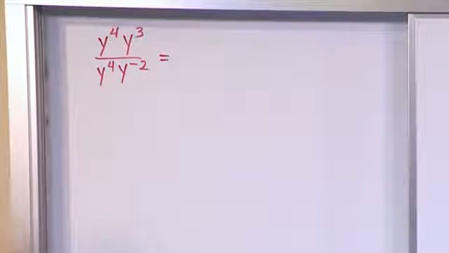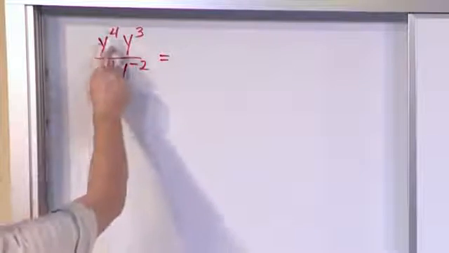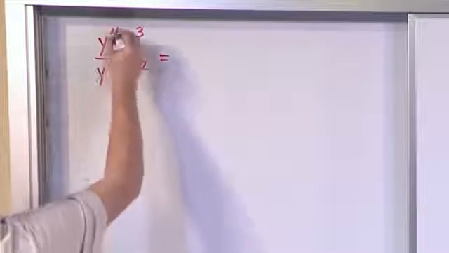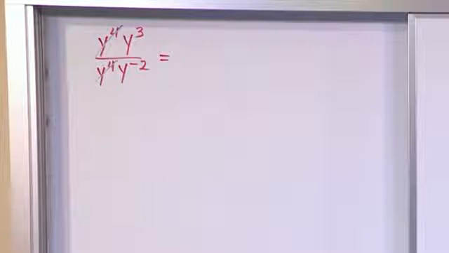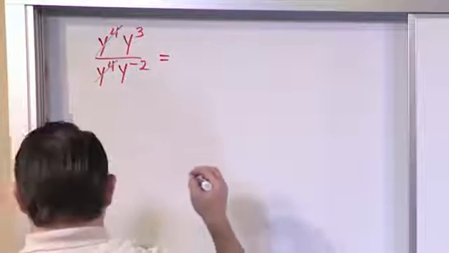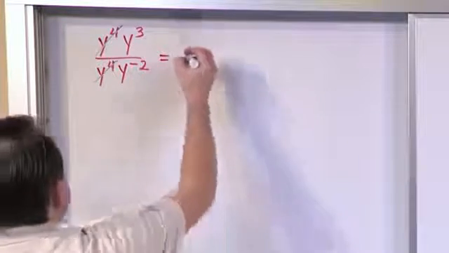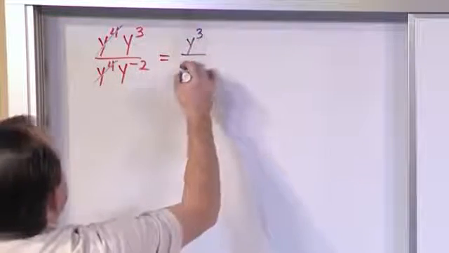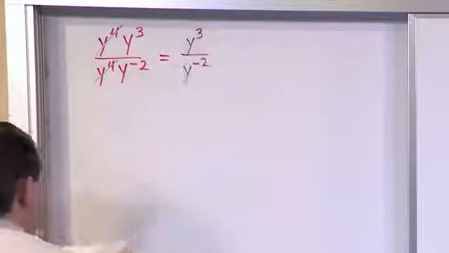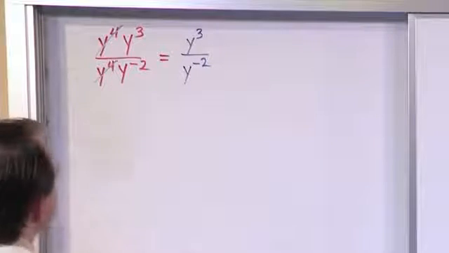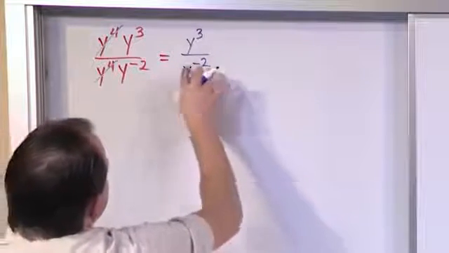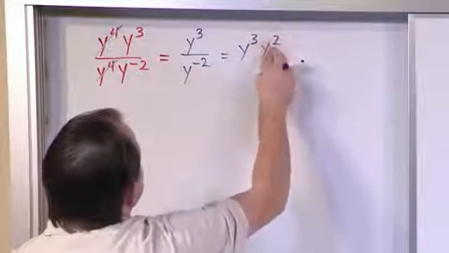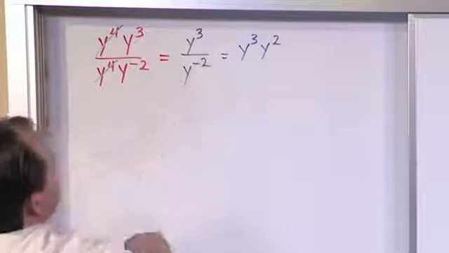There are many ways to go, but I notice right away I have y to the 4th on the top and y to the 4th on the bottom. So I know all 4 of these y's are going to cancel with all 4 of those y's. And what I would be left with, basically, would be y cubed on the top over y to the negative 2 on the bottom. And then I notice right away, okay, this is a negative exponent. I can move this up. So I have y cubed times y squared. I make it positive as I move it up.